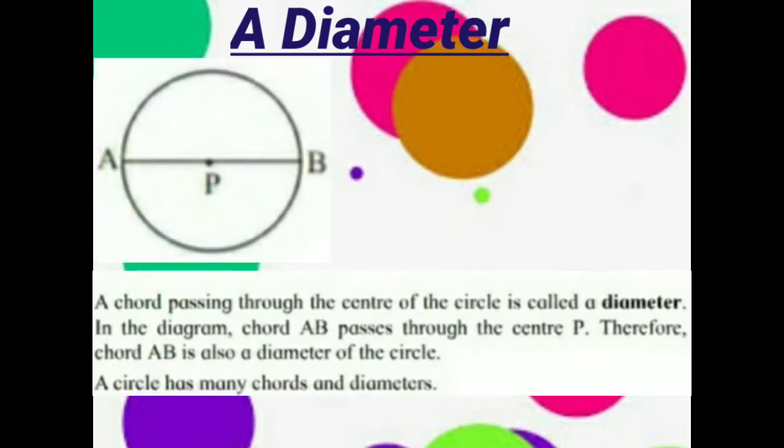The next part of the circle is a diameter. A diameter is a chord which passes through the center of the circle. In the picture, chord AB passes through the center P. Therefore, chord AB is a diameter of the circle. A circle can have many chords and diameters.